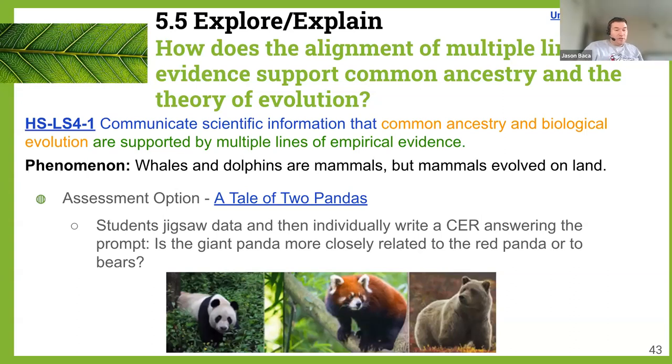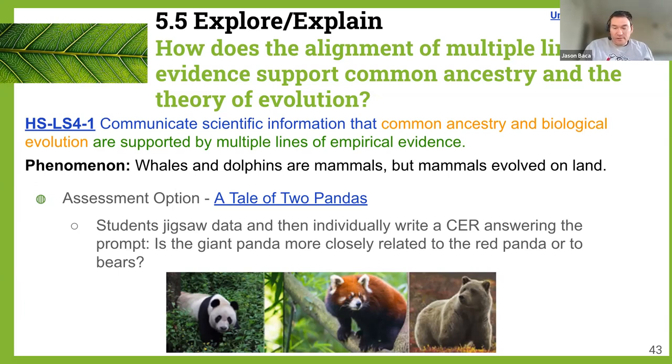Yeah, so then you get into the Tale of Two Pandas. When the panda was discovered for the first time, they thought that it was a bear, hence the term panda bear. But it's more closely related to this red panda here in the middle, and also closer related to a raccoon, right? So they kind of have it in that family. And the kids look at a whole bunch of different evidences to show, is it more related to a bear or is it more related to the raccoon?